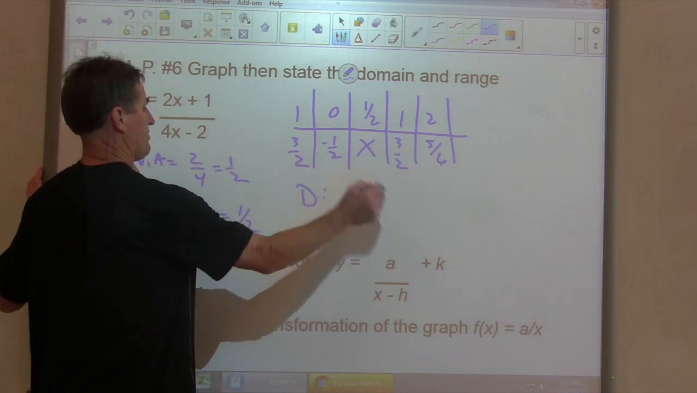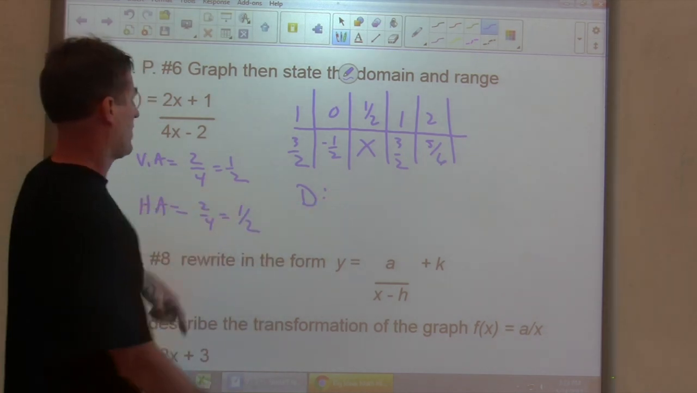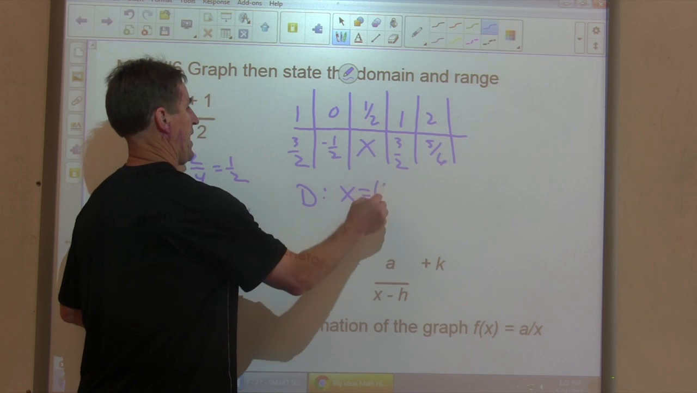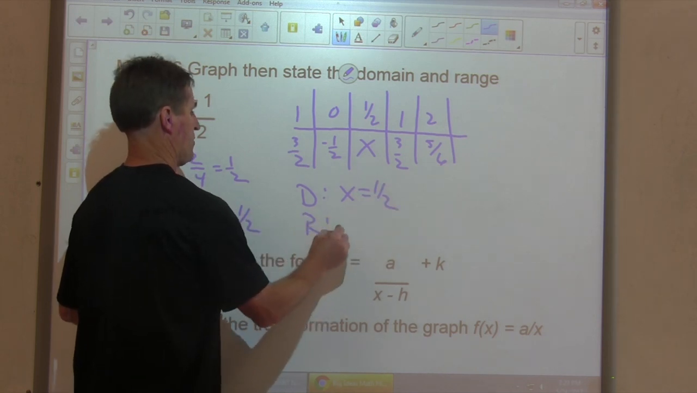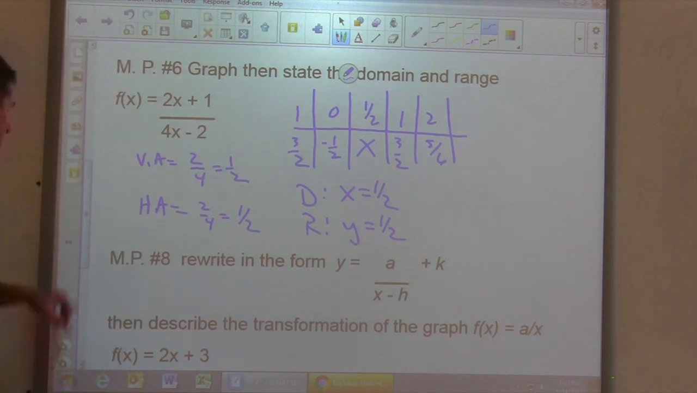Remember domain. So the domain, remember, it's what x can't be. And so that's our vertical asymptote. X cannot equal 1/2. And our range would be y cannot equal 1/2. So that's what you should have gotten on that.